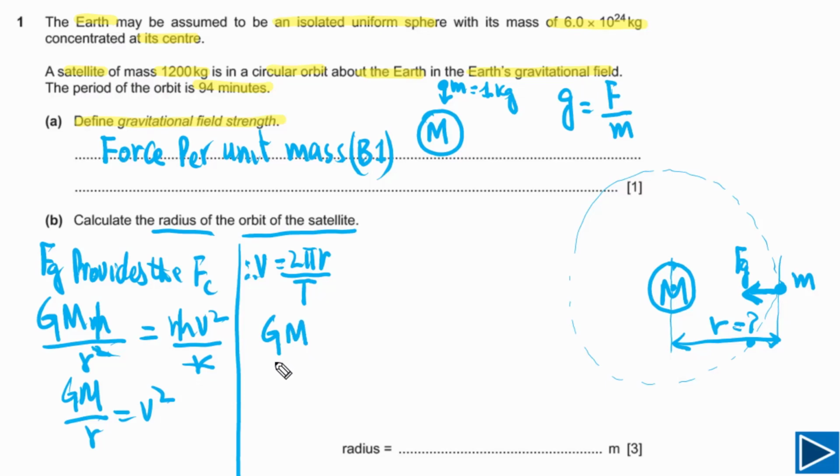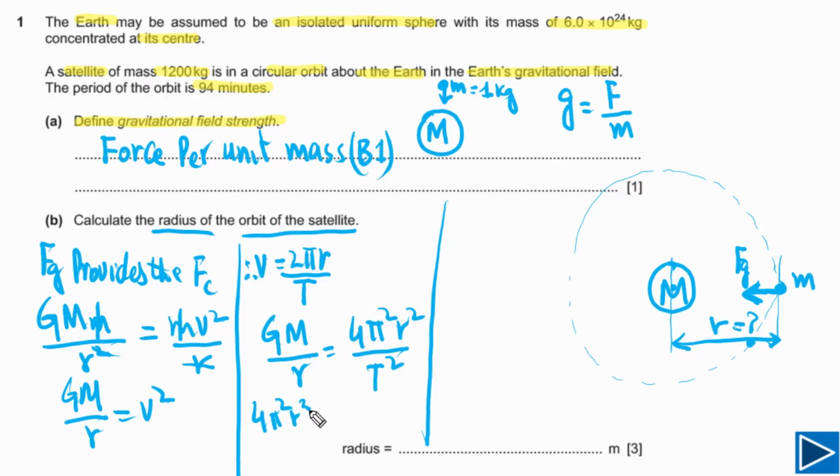This is G capital M over r, and here we can write this is 4 pi squared r squared divided by T squared. Because this is v squared, I just directly plug in these values. So this is v squared. Now we need to rearrange this for r. If we cross multiply, we can write down this is 4 pi squared r cubed, that is equal to G capital M T squared.